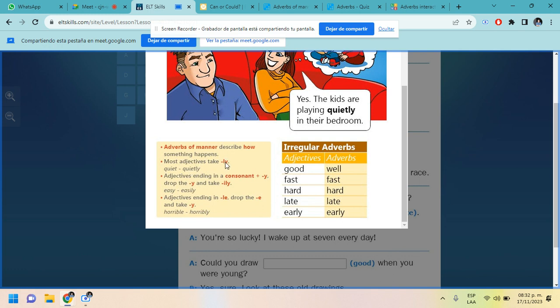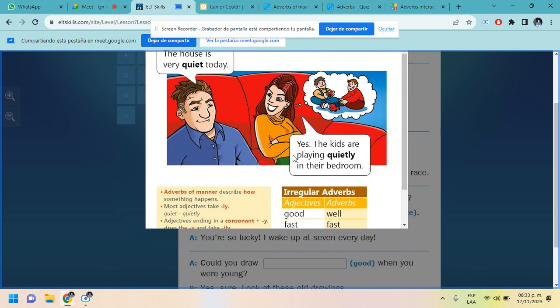Esas son las reglas. Si terminan en L, como dice acá, se aumenta el ly. Como happy, ¿no? Happy, happily. ¿Sí? Le hemos aumentado el I. Beautiful, beautifully. Los que terminan en consonante y una Y, se quita eso y se pone ILY. Easy, easily. ¿Ok? Y si termina en LE, horrible, se cambia por Y. ¿Ok? Horribly. Excepto esos de acá, ¿no? Que no cambian para nada.